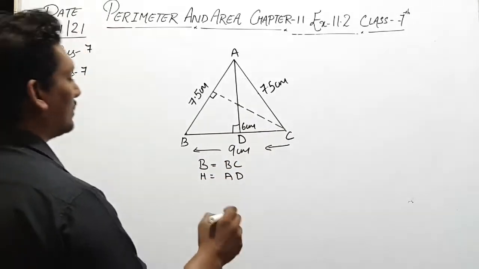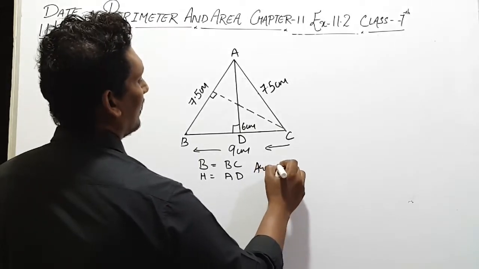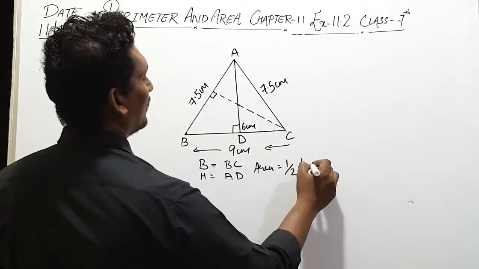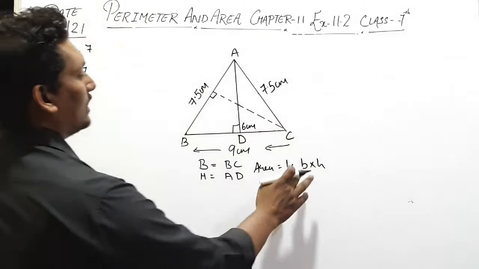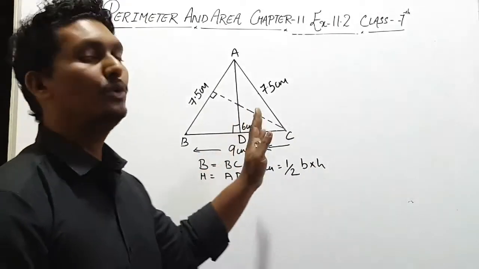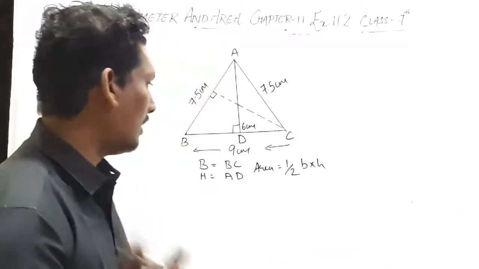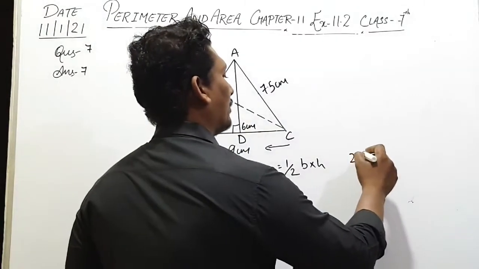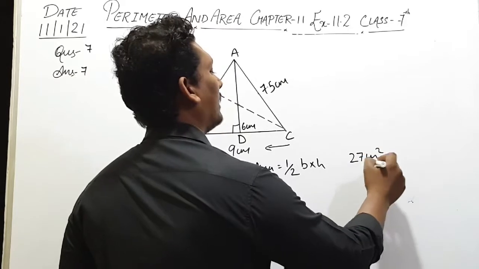So first what you have to do is you have to find the area. Area is half base into height. Just you have to put the value half into 9 into 6. Okay, I think you will get 27 something, 27 centimeters square you will get.